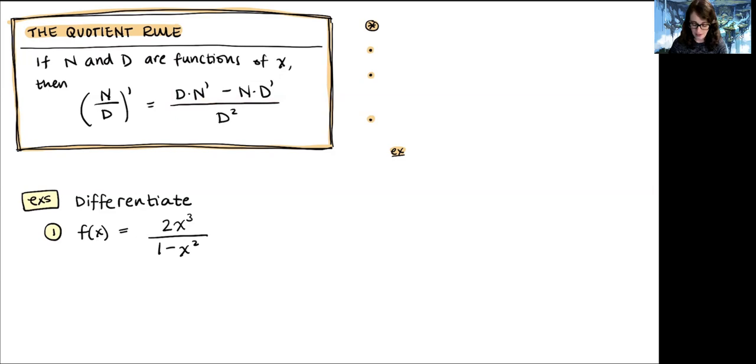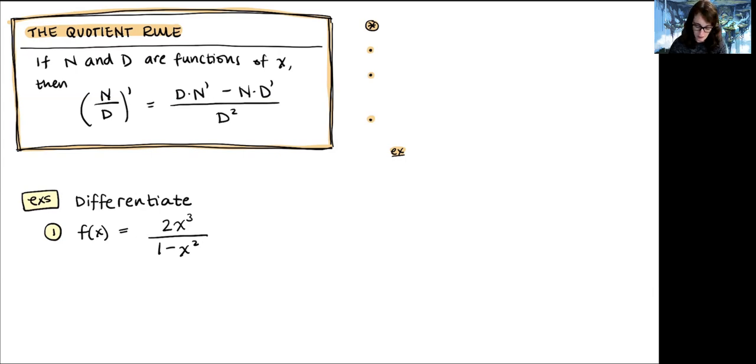It's very specific that the denominator comes first and then times the numerator's derivative. And this makes a difference because we have a minus between them. And if you swap it around, then you'll get the negative or something different.